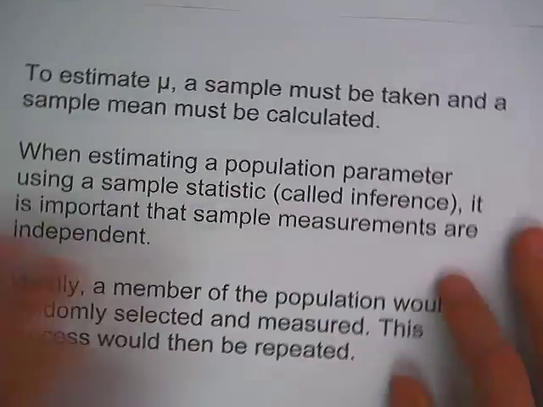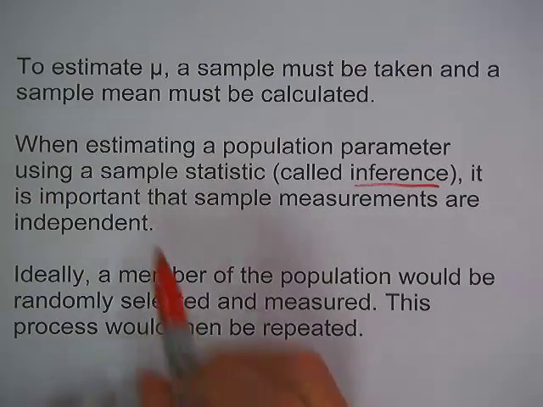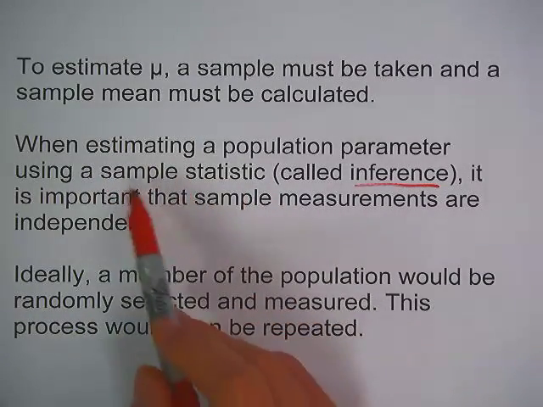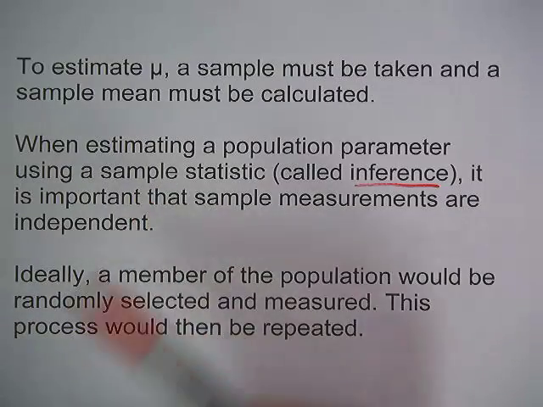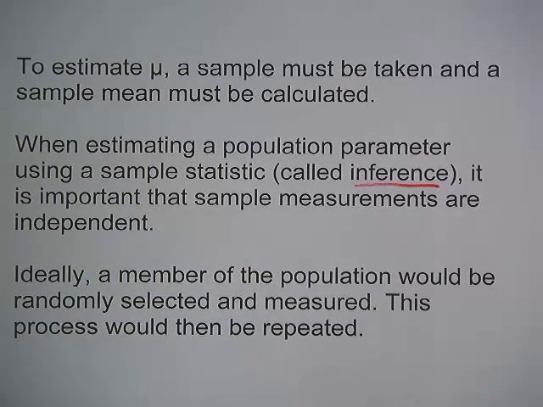To estimate mu, a sample must be taken and a sample mean must be calculated. When estimating a population parameter using a sample statistic, which we would do in this situation, that's called inference. It's important that the sample measurements are independent. So when we're calculating that sample statistic, we need to make sure that the observations we make in our sample are independent. Ideally, a member of a population would be randomly selected and measured. This process would then be repeated.